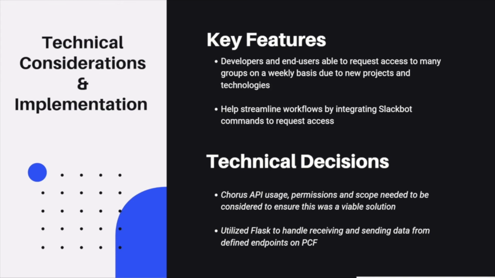So, some of the technical decisions we made. We're deciding to use the course API to actually make these approvals go through the system. So when you request access and it's approved, I can call the course API endpoints to actually put you in that group. And we also utilize Flask to handle the receiving and sending of data from the defined endpoints on the PCF routes.